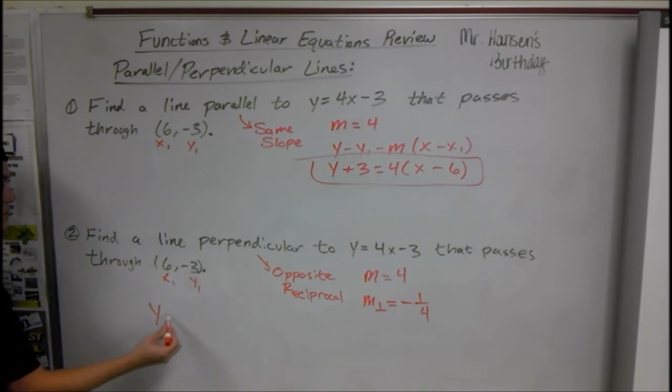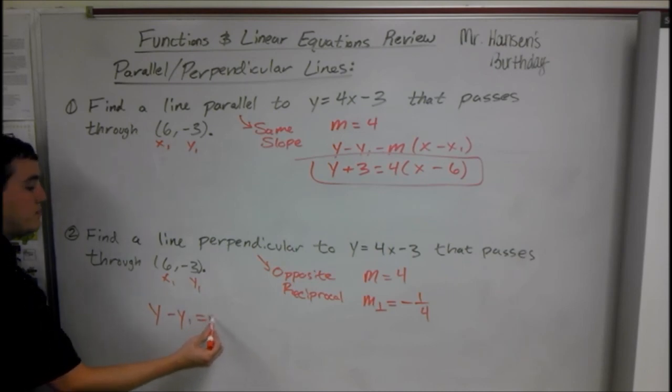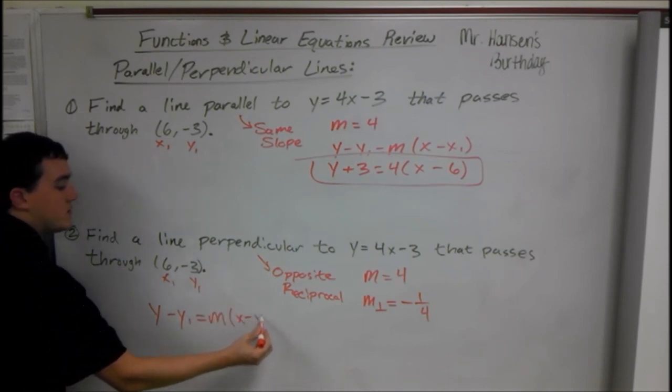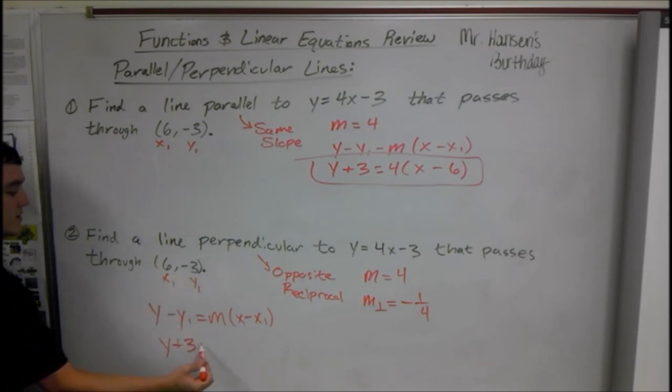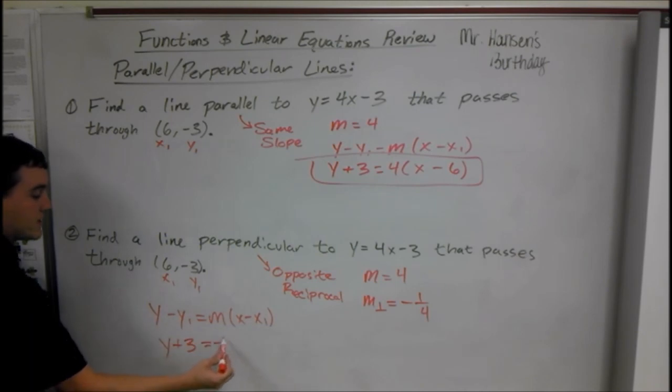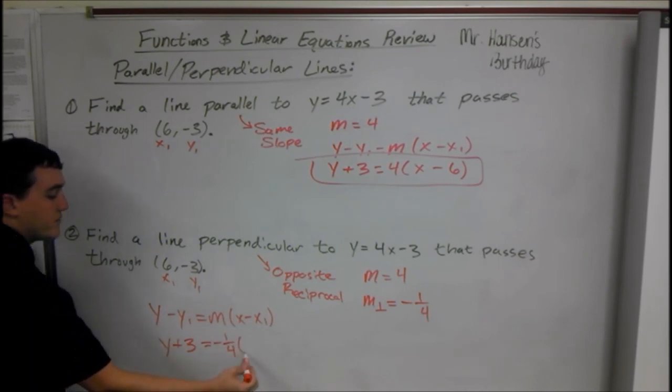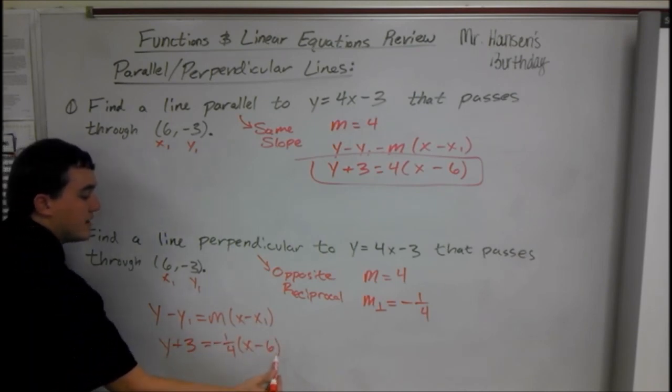So y minus y1 equals m, x minus x1 becomes y minus the negative 3 means plus 3. It's pretty much going to be the same thing with the different slope, which is negative 1/4, x minus 6. And that'll be it for today.